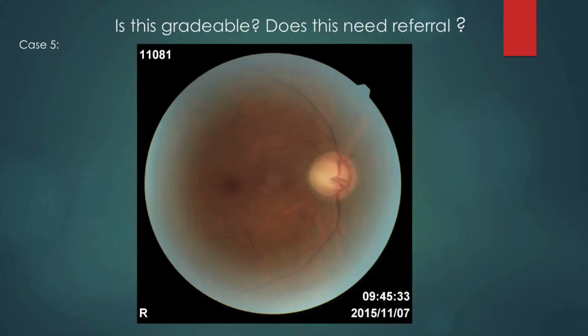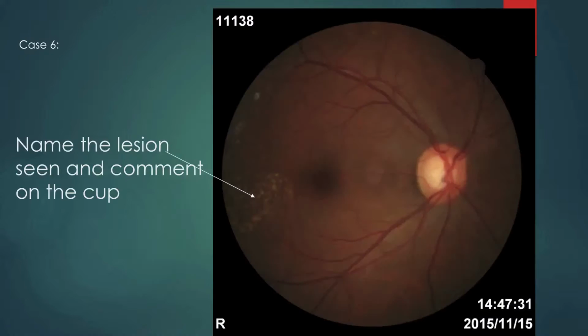This image is gradable. It's not perfect, it's a little hazy to look at, but certainly can be graded. The fovea looks fine. The optic nerve is quite concerning for glaucoma, probably is glaucoma, and definitely should be referred. The cup to disc is large, it's probably greater than 0.8. Case 6.